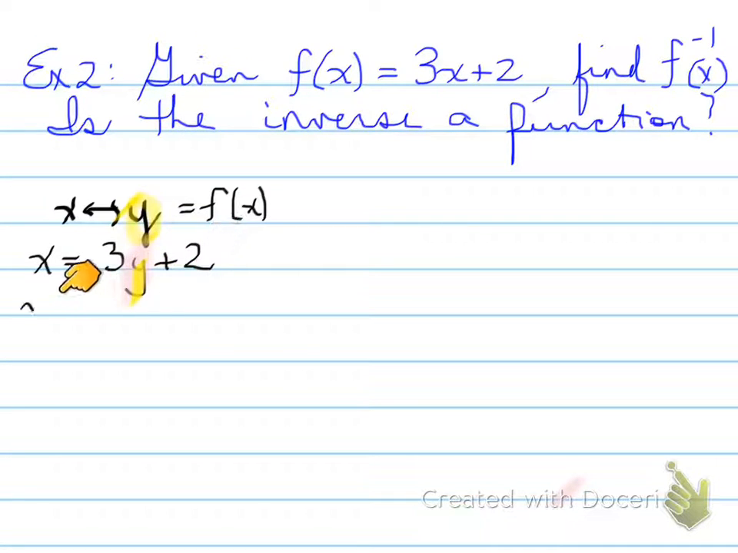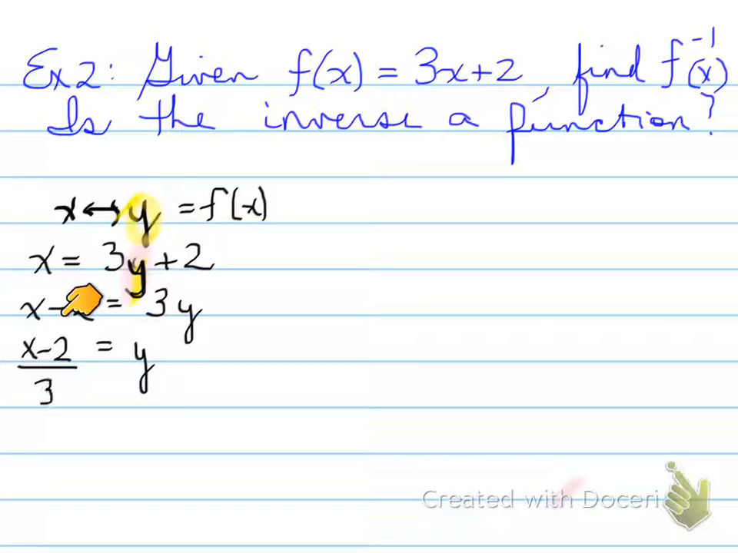Well, we're going to move the plus 2 over to get minus 2 over here. So x minus 2 is equal to 3y. We need to get y by itself, so we're now going to divide by 3. We're going to divide the whole thing by 3.